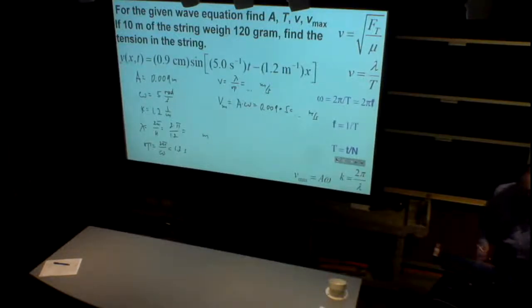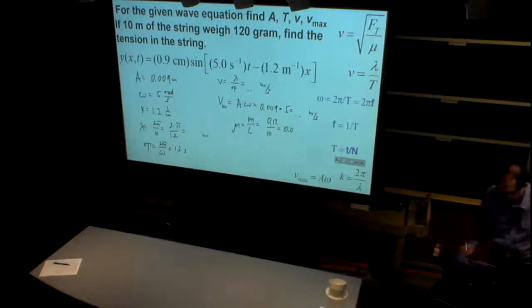One more. We know that 10 meters of this string has a specific weight. So that tells us how to calculate the linear density. It just has to be equal to the total mass over the length. So the mass has to be converted into kilograms, and the length is 10 meters. So that gives the linear density, 0.012 kilogram over a meter.